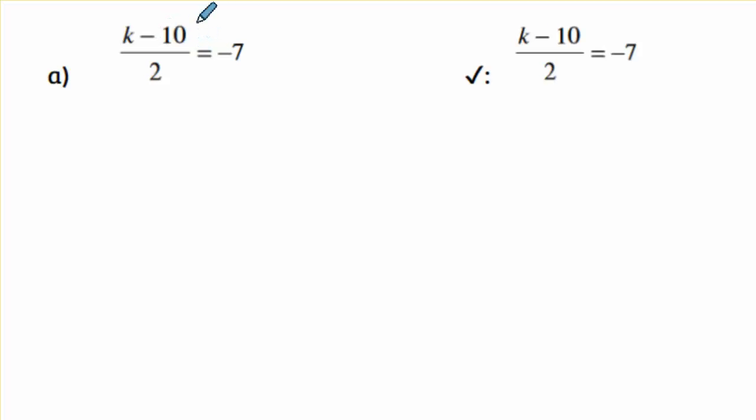All right, in looking at this equation, I was watching very carefully to see how you guys were solving this. And a lot of you were trying to add 10 to both sides. The problem with that method is that this really isn't a minus 10. It's really an entire expression of k minus 10 divided by 2. So that method isn't going to work for us.